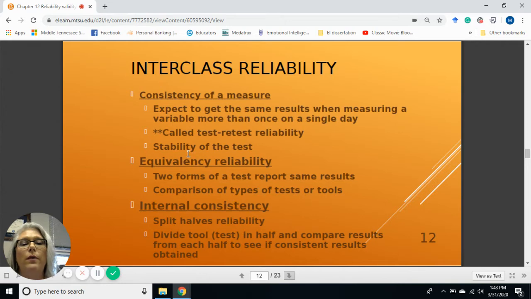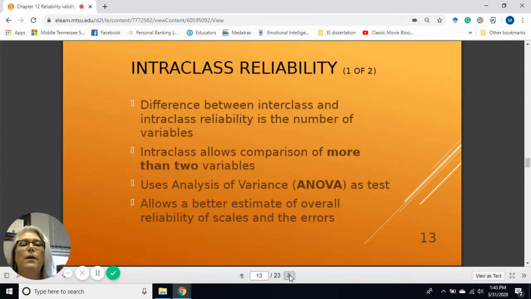So our equivalency reliability is two forms of a test that report the same results. So that's a good thing because then we can compare the tests or tools. Then we have internal consistency. So we take half of the test. The test is divided in half, and we look to see if each half is consistent with the other half. That's basically what internal consistency is. And the difference between, again, the inter and intraclass is the number of variables. So we have two, or more than just two, right?